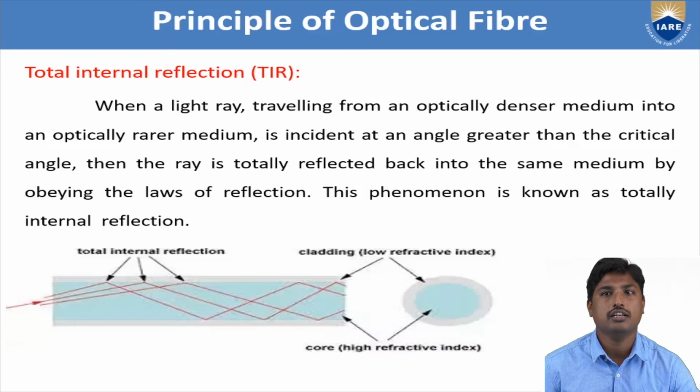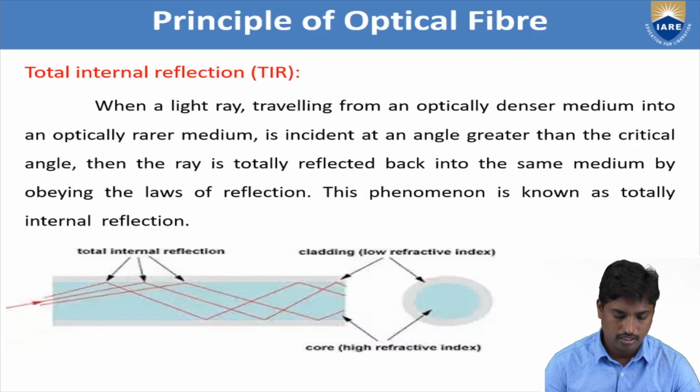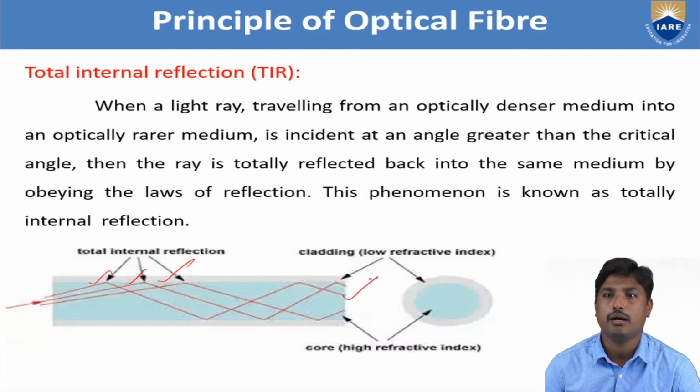This total internal reflection I am showing here in the diagram. When a light ray travels from an optically denser medium into an optically rarer medium and the incident angle is greater than the critical angle, the light ray is totally reflected back into the same medium. This phenomenon is known as total internal reflection, and it obeys the laws of reflection also. Here the same diagram is represented. These three rays obey the conditions, so they get back into the same medium by total internal reflection. That's why maximum data can be carried by the optical fiber cable.